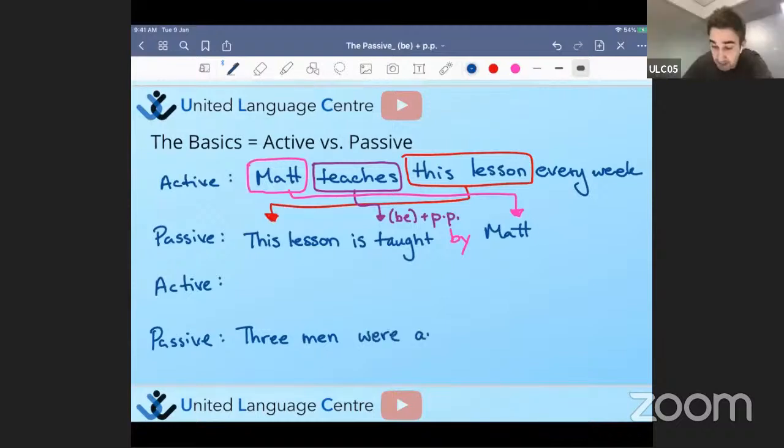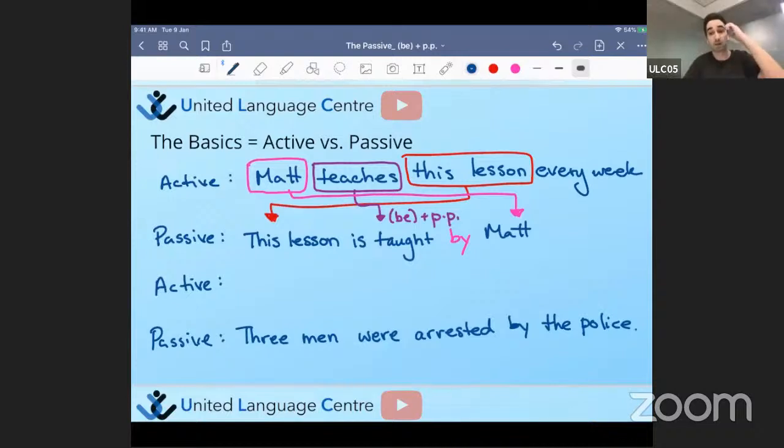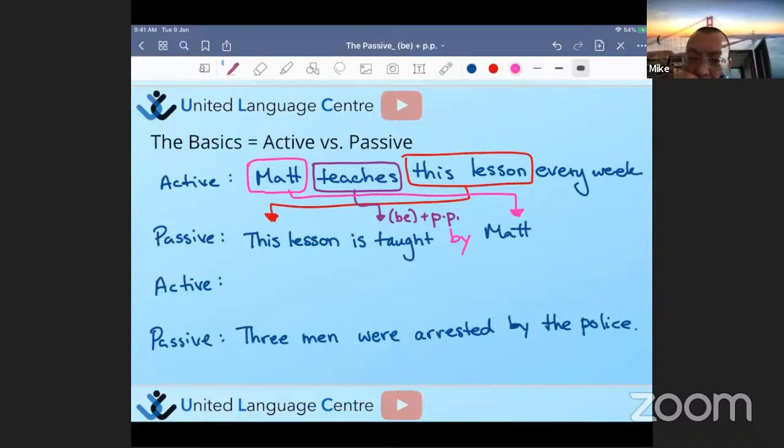So here we're looking at a past form. In this case, we just have to do the opposite of what we did at the beginning. So Mike, can you give me this sentence?